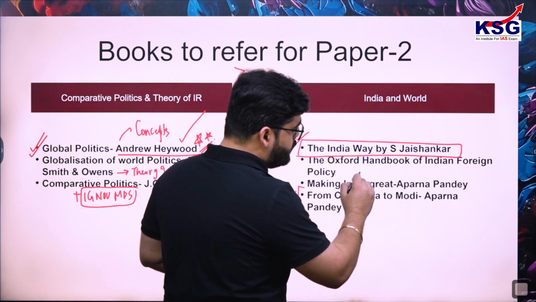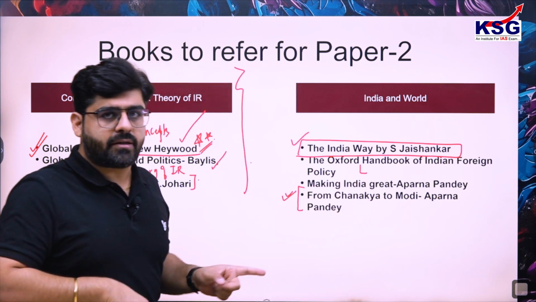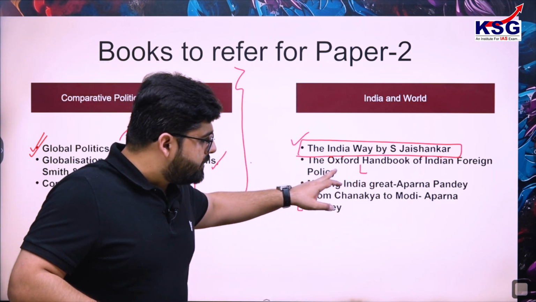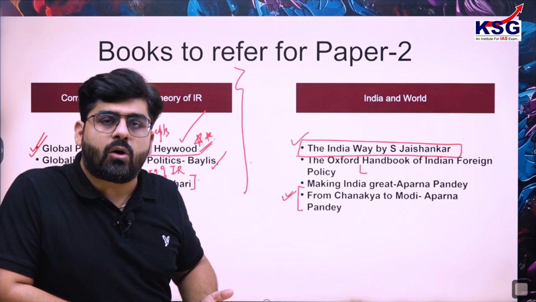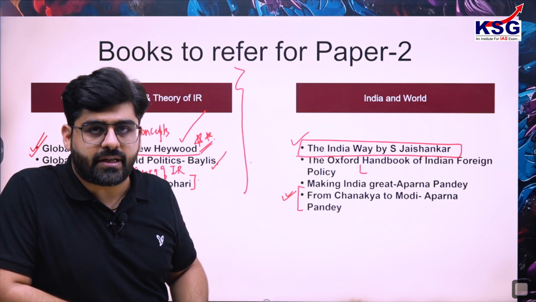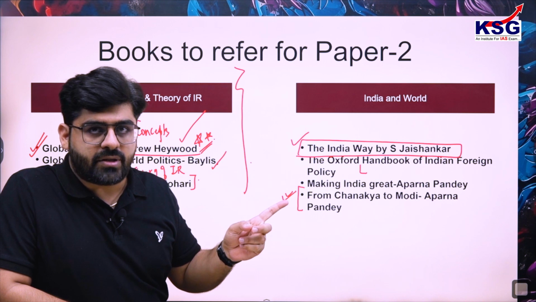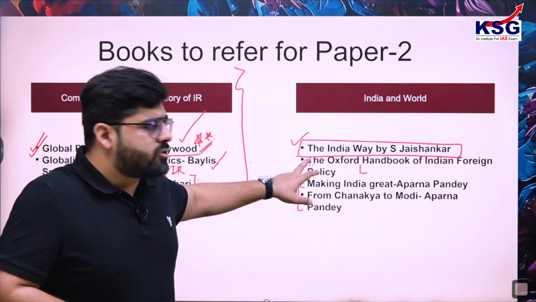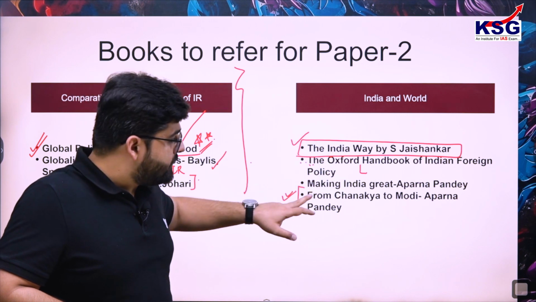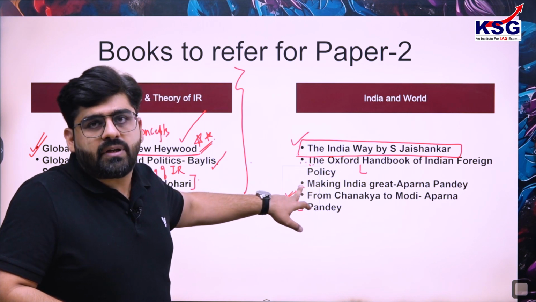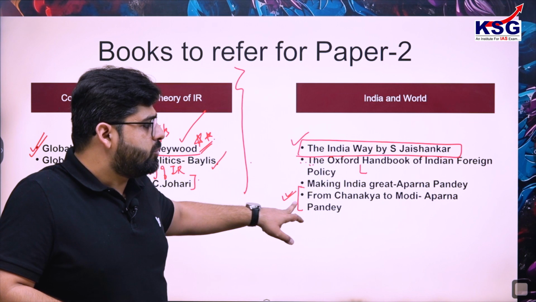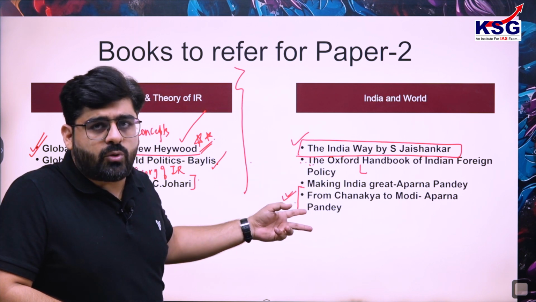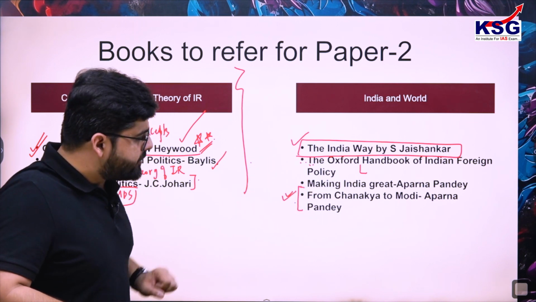The Oxford Handbook, this is not updated, but you will get a very good reference for all the syllabus pointers which are given in the optional syllabus. You will get the reference from here, although it is not updated, so little relevance for us. Making India Great by Aparna Pandey and From Chanakya to Modi by Aparna Pandey. Both are recent books, good texts to read.